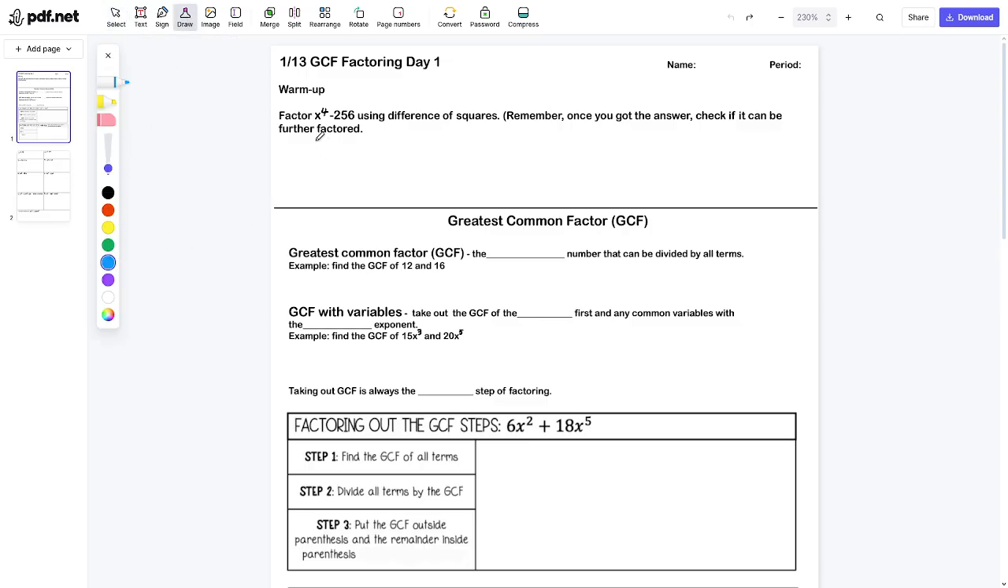First, we're just going to start with our warm-up here. Factor x to the fourth power minus 256 using difference of squares. Remember, once you get the answer, check if it can be further factored. We touched on this a little bit when we were talking about the exit ticket. Not all classes did. We're just going to get started with this regularly.